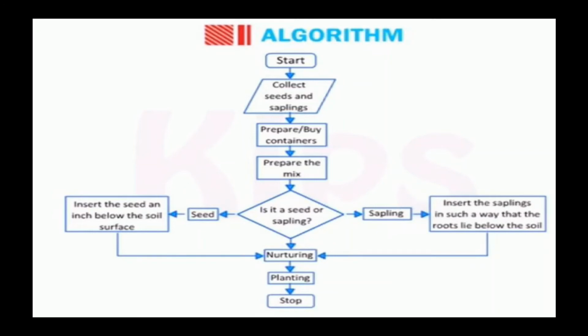Here, start, then collect seeds and saplings, prepare or buy containers, prepare the mix, then check: is it a seed or a sapling? If it is a seed, then insert the seed an inch below the soil surface. Or if it is a sapling, insert the sapling in such a way that the roots lie below the soil. After that, nurturing, planting and stop.